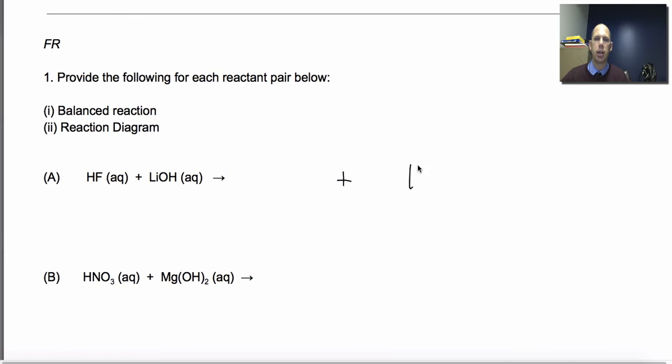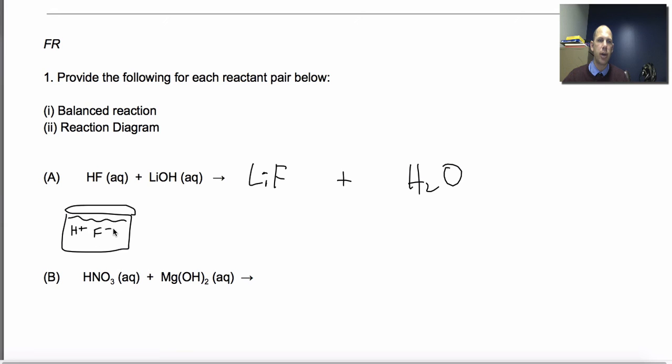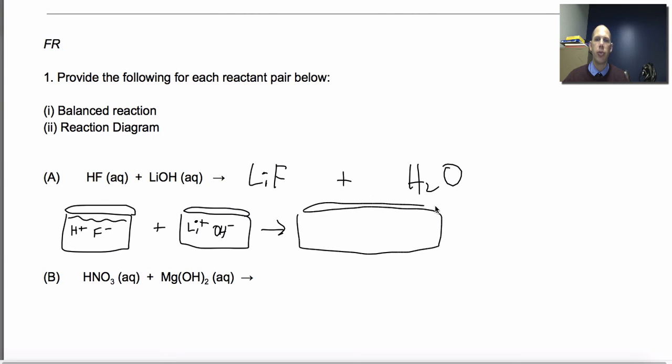Okay, this is going to be H2O. And here I have LiF. It's already balanced. So in the first beaker, I'm going to have H plus and F minus floating around. And in the second one, I'm going to have Li plus and OH minus floating around. And in the last beaker, H2O is going to be the driving force of this reaction. And here I have Li plus floating around and F minus floating around.